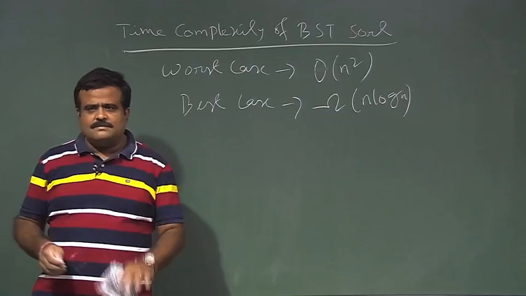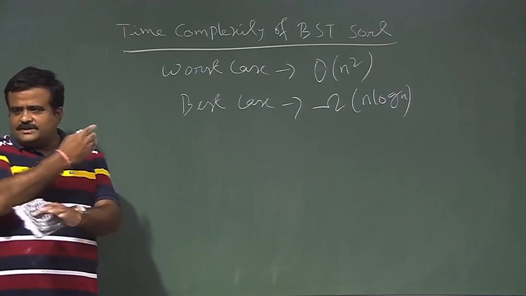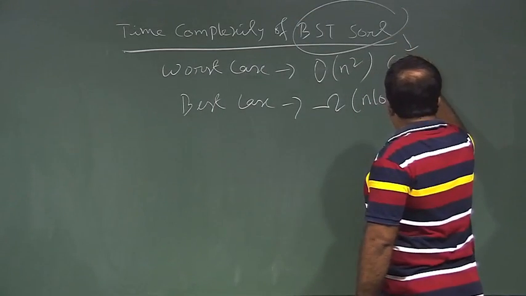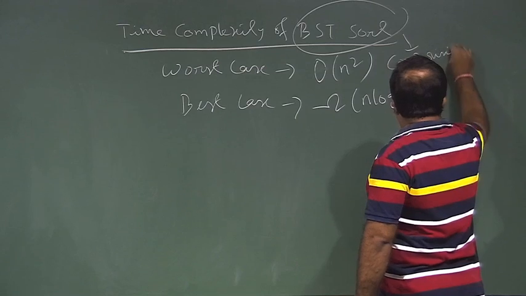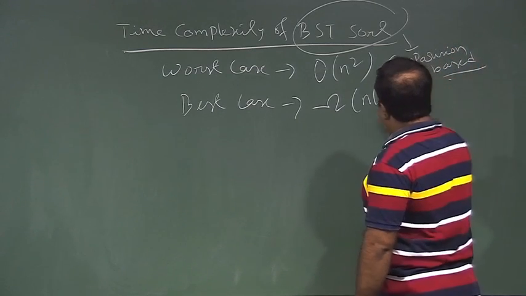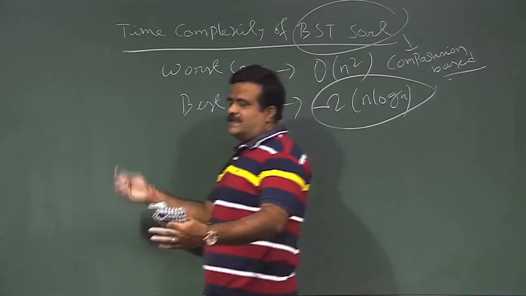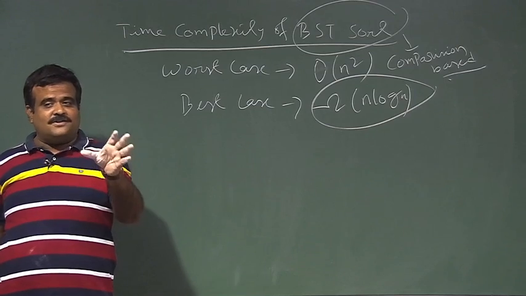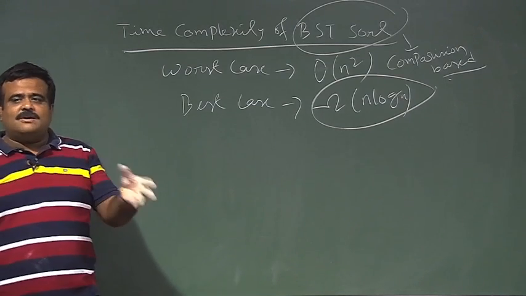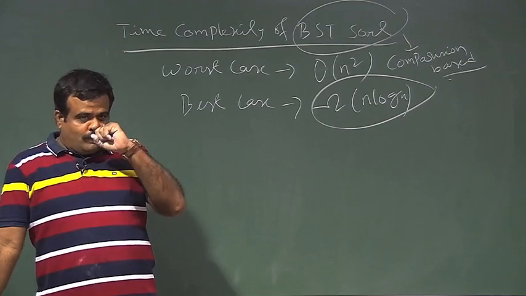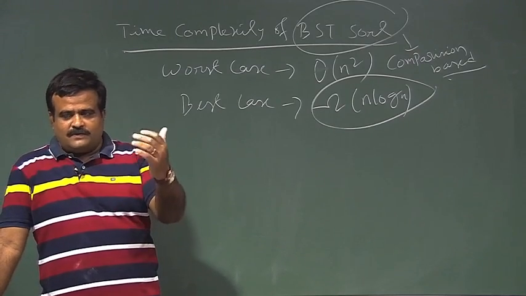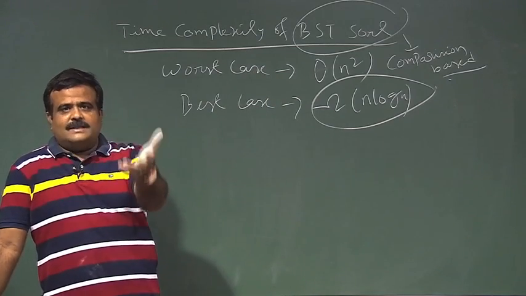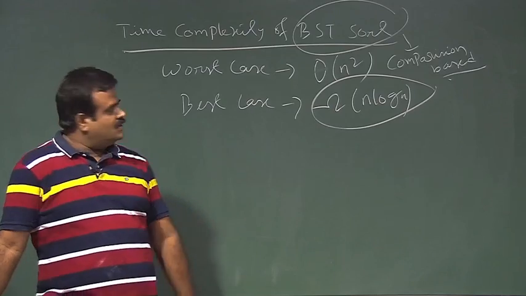We know that BST sort is also a comparison based sort, and that is why the lower bound has to be n log n. That is why we cannot do better than n log n. We have seen by the decision tree model that any comparison based sort cannot be faster than n log n in the worst case. This is also comparison based, because we are comparing the elements, forming the tree, and then doing the inorder traversal.